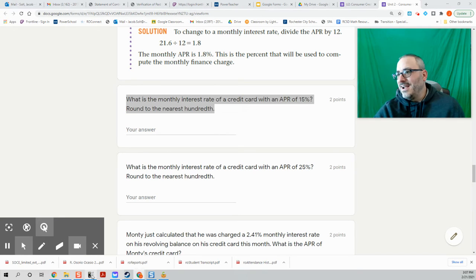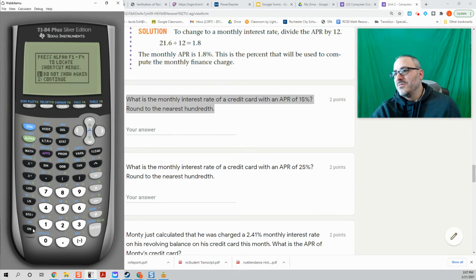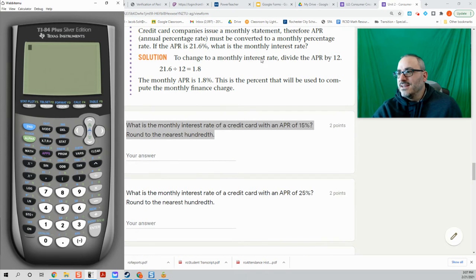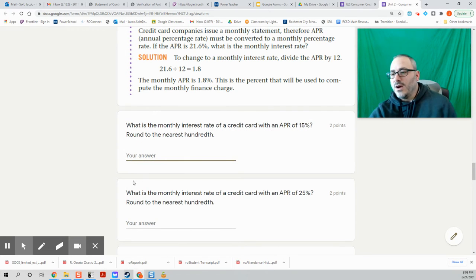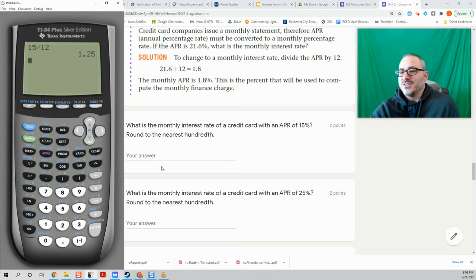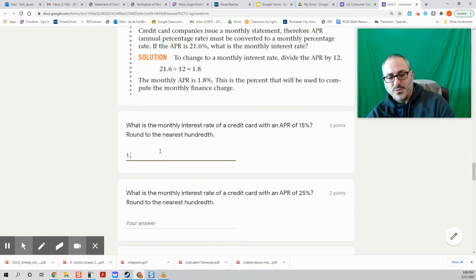Well, I would probably pull out a calculator here. Remember, I need to take the APR and divide by 12, right? That's pretty simple. So if my APR is 15%, I'm going to divide by 12, and I get 1.25%. It says round to the nearest hundredth. Well, fortunately, the hundredths place is right here with the 5. I don't need to round this one. So it's 1.25%, something like that.